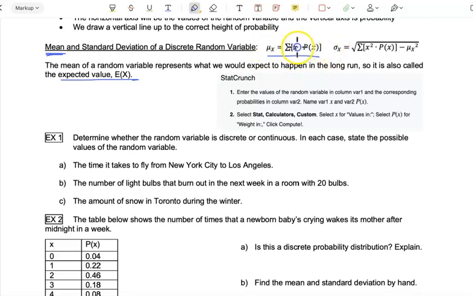So remember, x is each individual value times its probability, and then we just add those all up. For the standard deviation, you can see the calculation is slightly more complicated, but I'll show you how to do that as well. So let's get into our examples then.